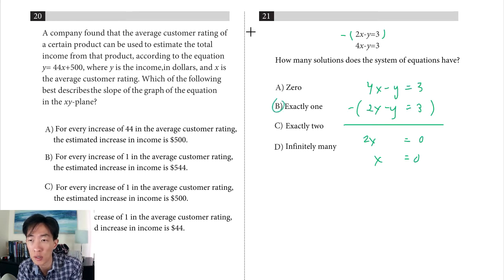Now, the reason that this is a question 21 is when you first look at it, you might be tempted to do substitution. What I mean is you might want to substitute 4x minus y for 3 and really set them equal to each other. Since they're both equal to 3, therefore 2x minus y is going to be equal to 4x minus y. So let's look at what happens when you do that. We add y to both sides, we get 2x equals 4x, and then we divide both sides by x, and we get 2 equals 4, which is a contradiction.